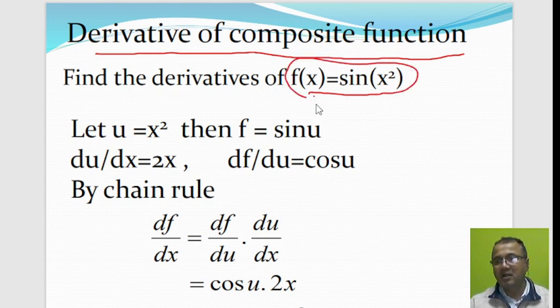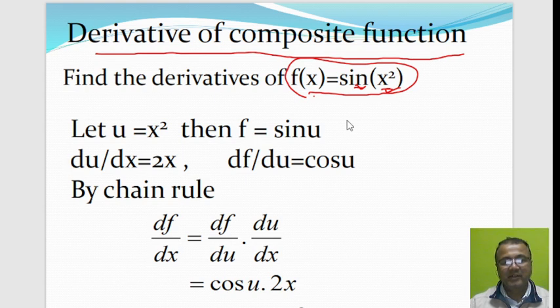So there are two functions. One is sine, another one is x square. It is a mixture of two functions, that's why it is known as a composite function. One is the sine function and the other is the x square function. So how will we do this? I will find the derivative of the composite function by using the chain rule, or you can also do it directly.